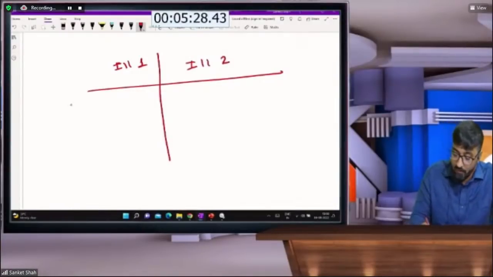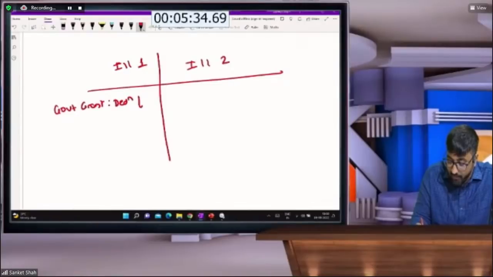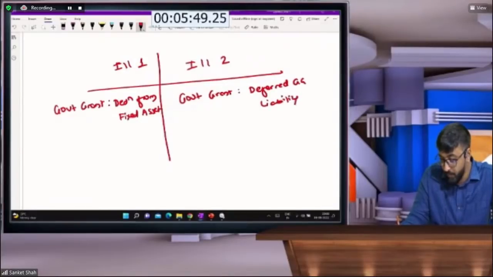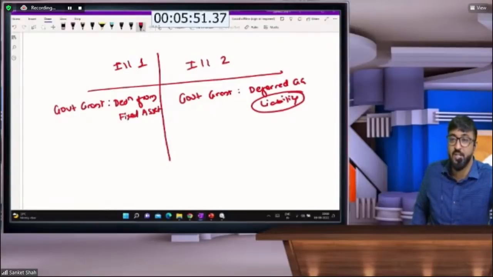In ILU 1, government grant, deduction from asset. And ILU 2, government grant, deferred GG on the liability side. Where to show, beta, deferred GG is a question to you. Where to show it?